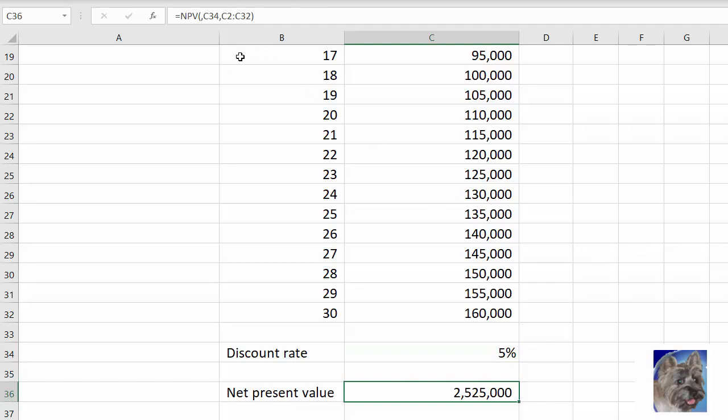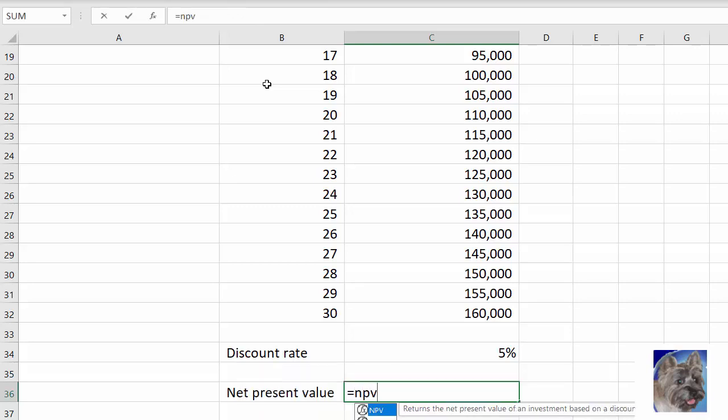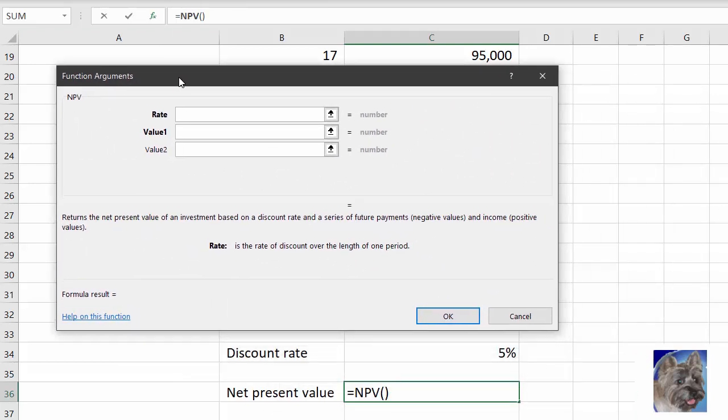Now, I've done it for you here, but let me show you how we do that. We type equal NPV into Excel, hit the left parenthesis, and then what I typically do is come up here and hit this insert function button. It gives me a pop-up screen. It wants to know where's the rate. Well, there's the rate, and then you have to tell it the value, but pay attention here. It says equally spaced in time occurring at the end of each period. What that means is we can't include the first period.